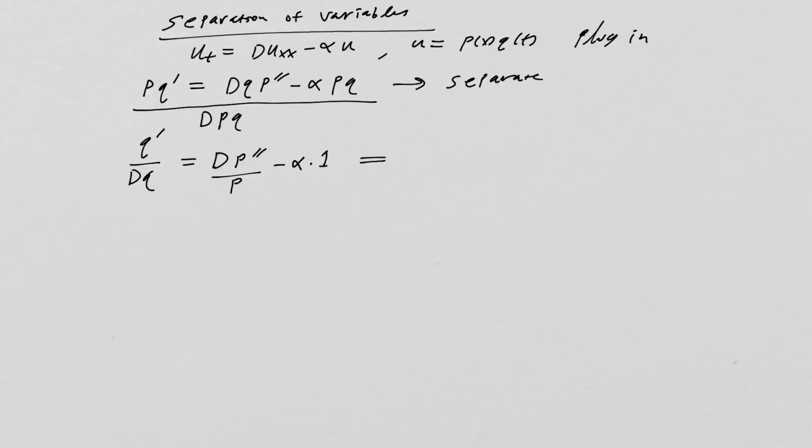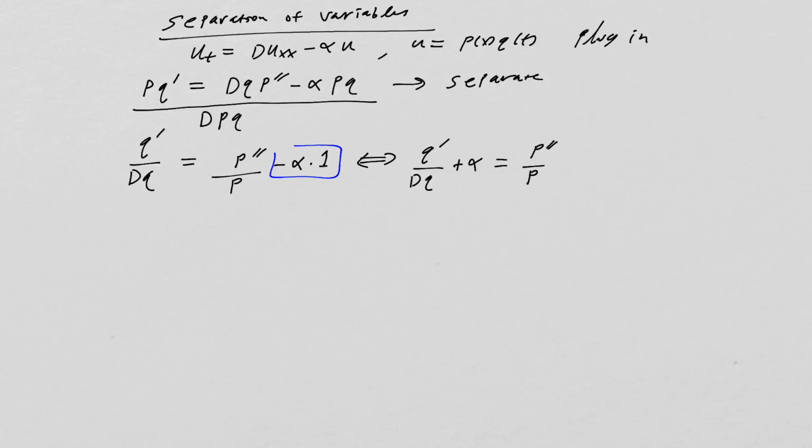Again, I think it's actually better to change the equation a bit. This alpha term, I want to move over to the other side. That's going to be q prime over D q plus alpha over D, and that's going to equal, I just found out I made a mistake here, the p double prime over p.